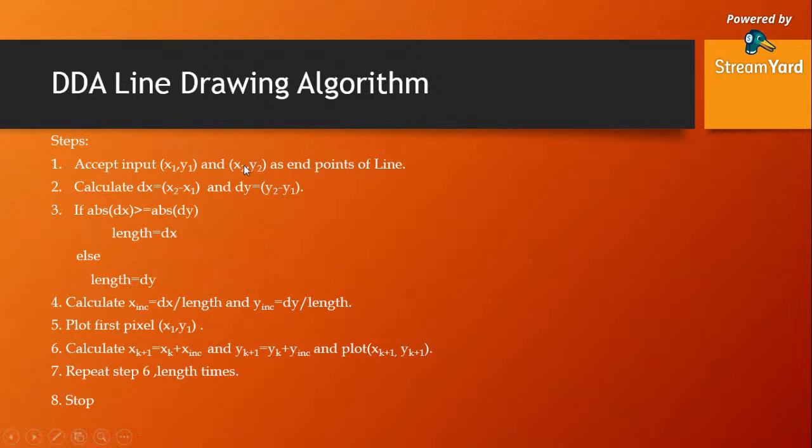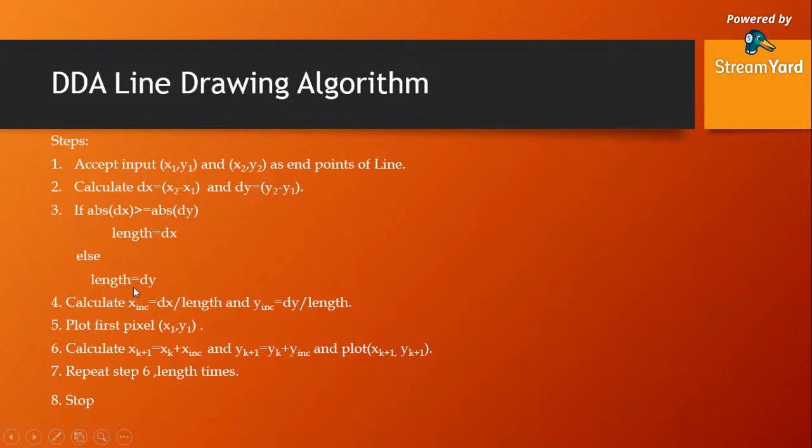For that, you can use printf and scanf function so that it will accept x1 y1 x2 y2 from the keyboard. After that, you have to calculate dx is equal to x2 minus x1, that is the difference between x coordinates, and dy is equal to y2 minus y1, that is nothing but difference between y coordinates. Then it is an if and else statement. If absolute dx is greater than or equal to absolute dy, length will be dx, else length is equal to dy.